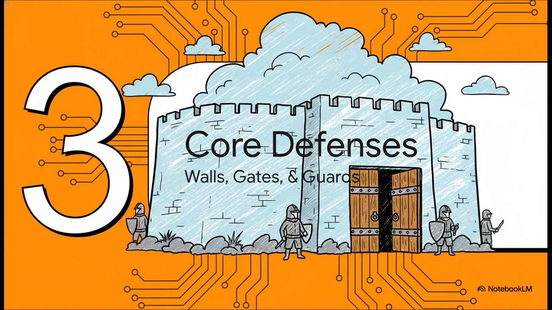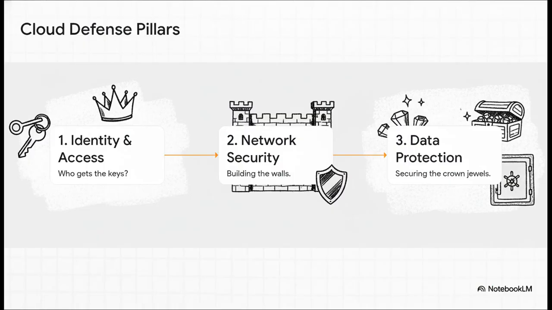All right, now for the practical part. If you're going to build a fortress in the cloud, these are your walls, these are your gates, and these are your guards. This is where the real technical work begins. We can pretty much break it all down into these three main pillars. First, identity and access. Basically, who gets the keys to the kingdom. Second, network security. This is all about building the walls to keep the bad guys out. And third, data protection. How you secure the crown jewels themselves.